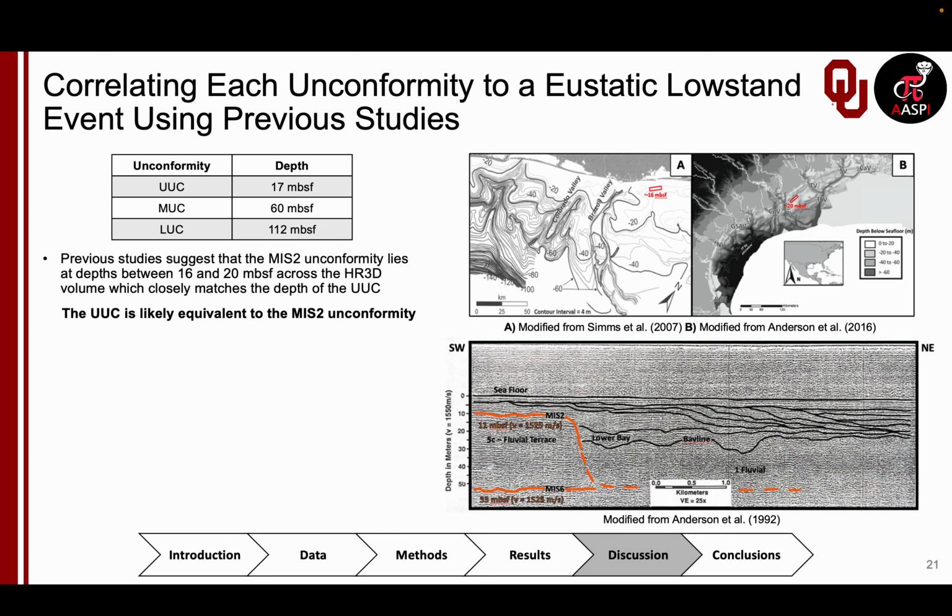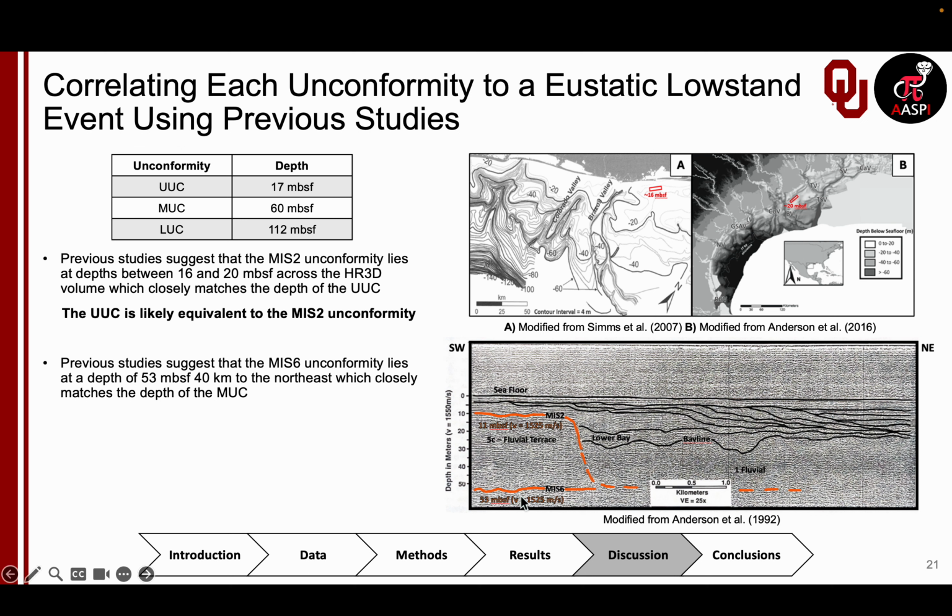So moving on down, moving deeper here, I started to investigate the MIS6 lowstand, and I found that not as much detailed work has been done on the MIS6 unconformity. I did find one study about 40 kilometers to the northeast in Galveston Bay, which did map the MIS6 unconformity that we can see down here, and they mapped it to be at about 53 meters below the seafloor.